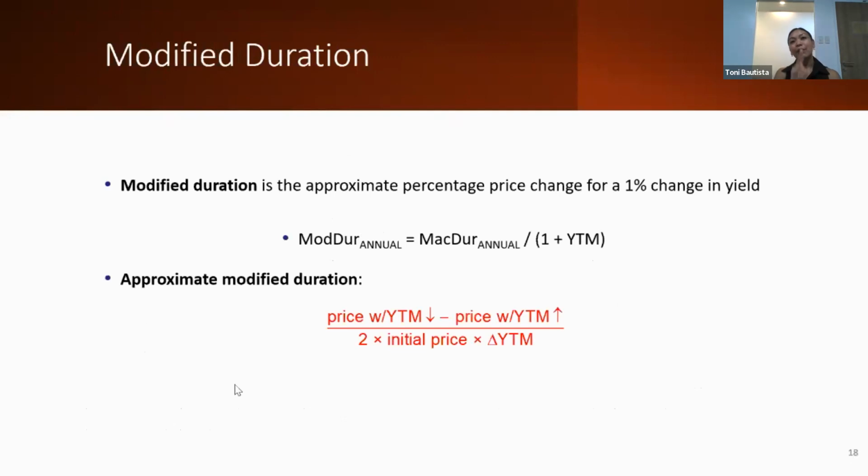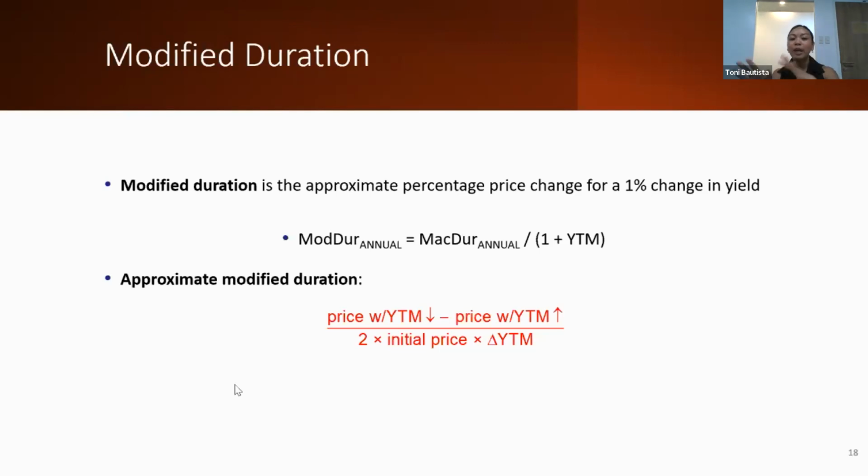Now, the second type of duration is what you call modified duration. And this is the approximate change for a 1% change in yield. So it is computed by dividing your Macaulay duration by 1 plus your yield to maturity.